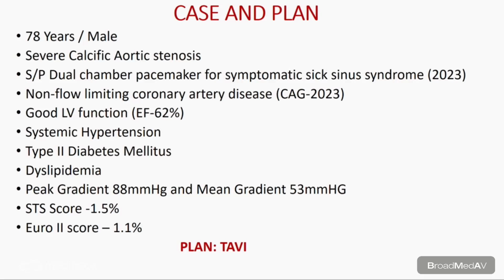While evaluating the aortic stenosis, the peak gradient across the aortic valve was 88 millimeters of mercury and the mean gradient was 53 millimeters of mercury. He has comorbid conditions like diabetes mellitus and systemic hypertension. His LV function was normal. LV ejection fraction was 62%. Coronaries were essentially normal. And STS score was 1.5%, so he fits into low risk TAVI category. Euro 2 score was 1.1%.